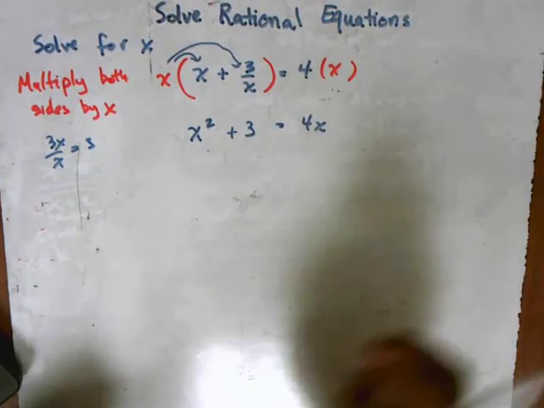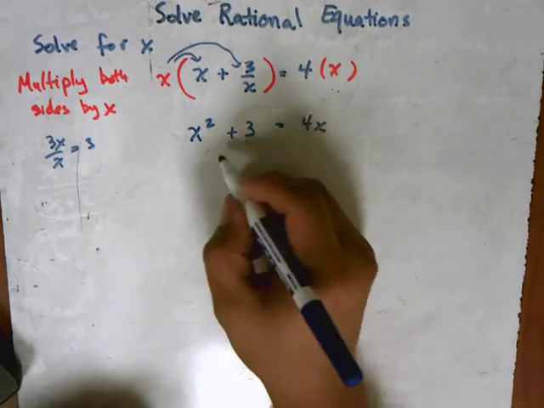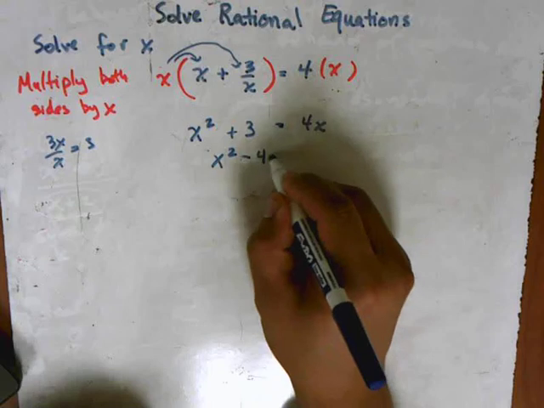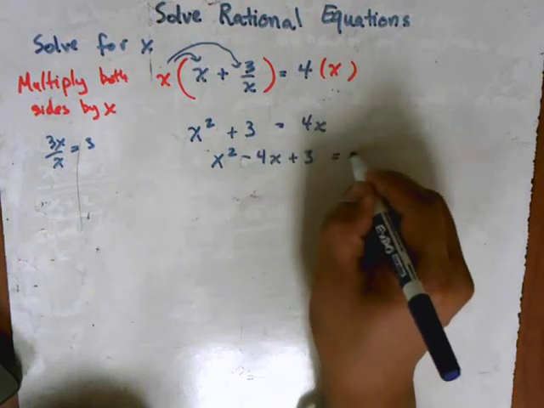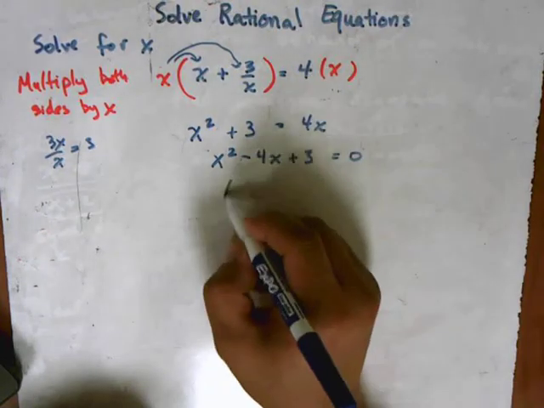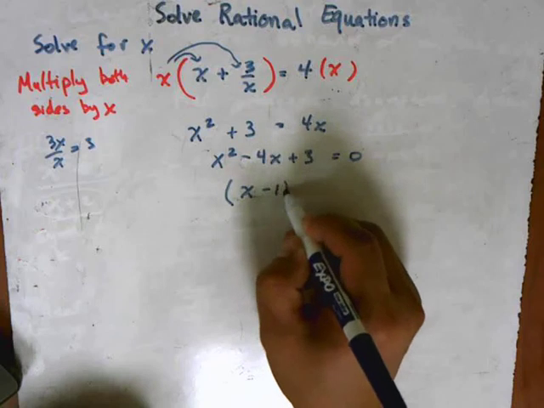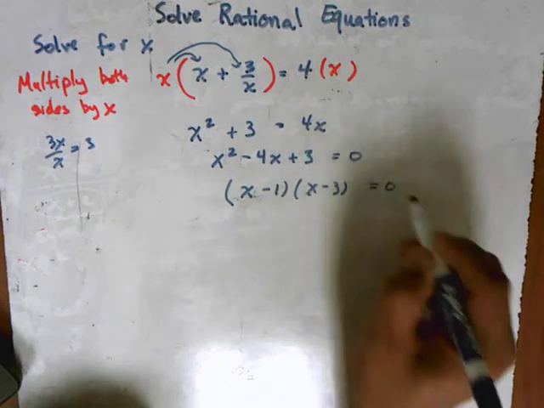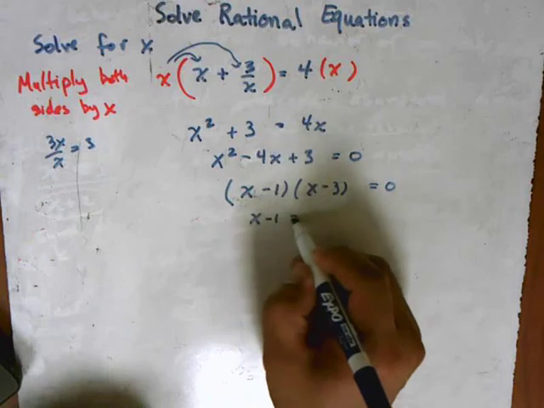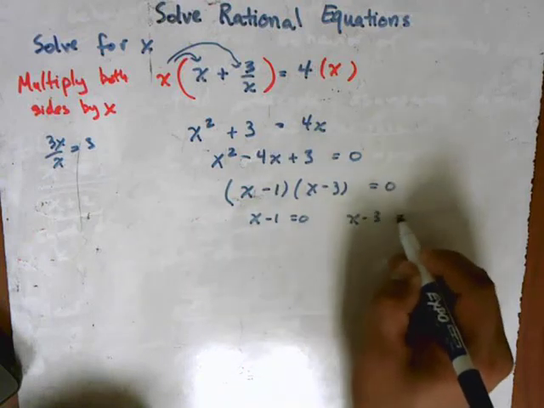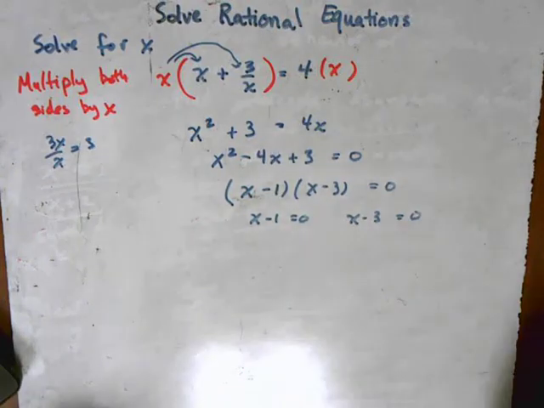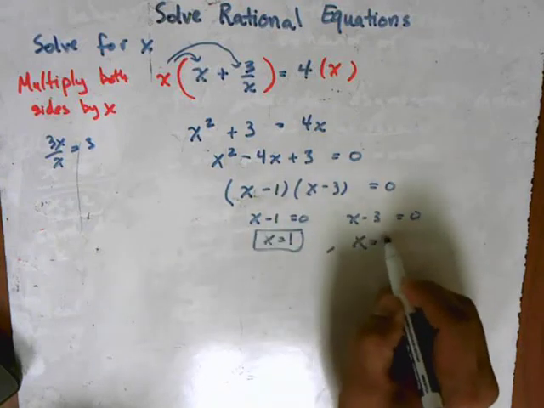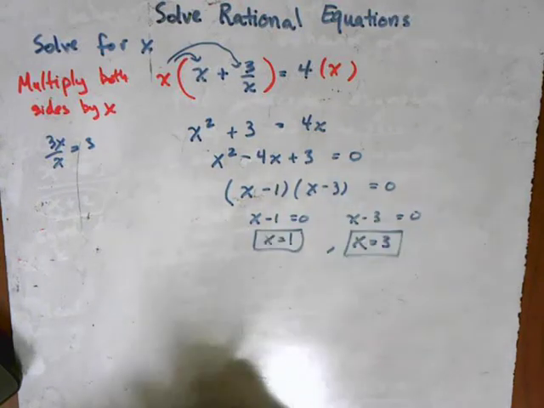And now this looks like it just resembles a quadratic. So I'm going to bring everything to one side and then solve it. And it turns out I can factor this. This is x minus 1 times x minus 3 equals 0, which gives me x minus 1 equals 0 and x minus 3 equals 0. So this is x equals 1, that's a solution, and x equals 3, that is also a solution.